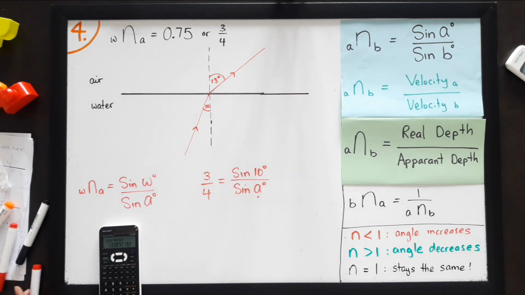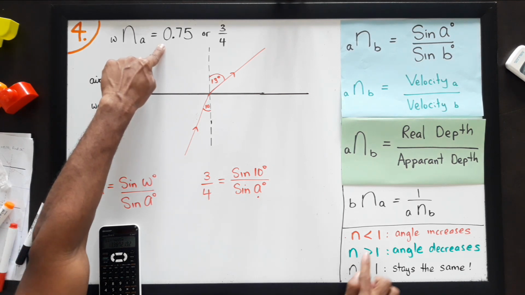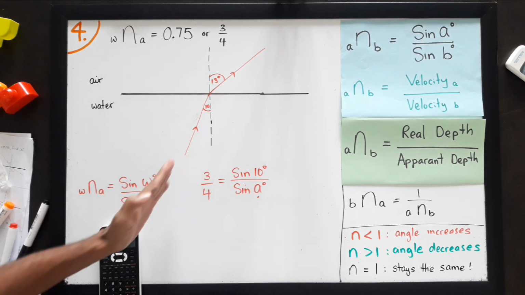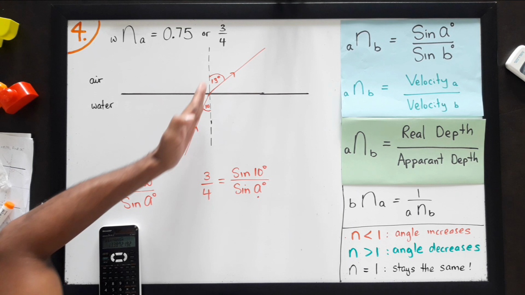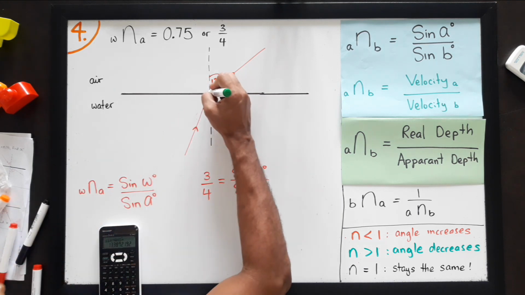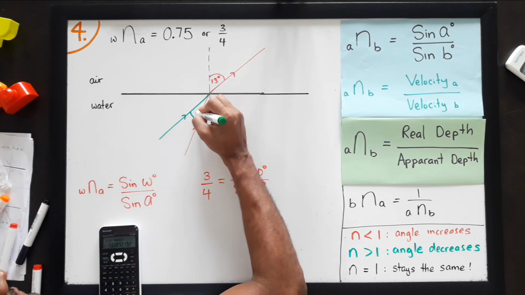Does this answer make sense? Yes, because whenever the refractive index is less than 1, the angle is supposed to increase. It went from 10 to 13, so it did increase. You see the incoming angle, the first one, is called the angle of incidence. Let's increase this a little more. Let's increase this to a bigger angle.